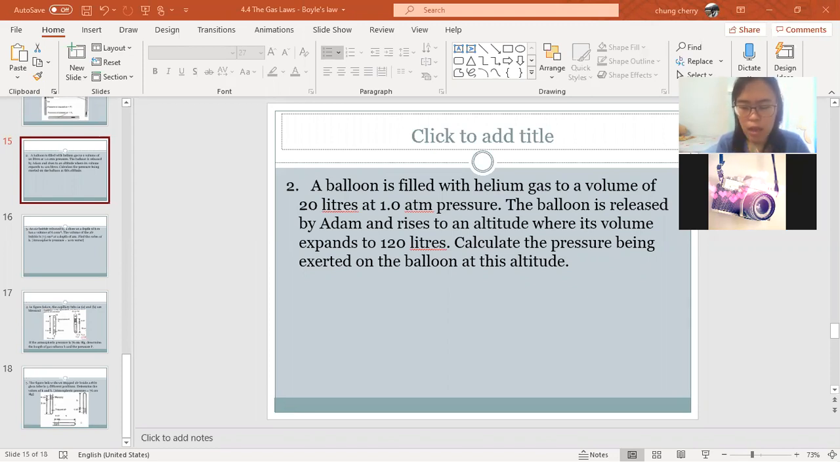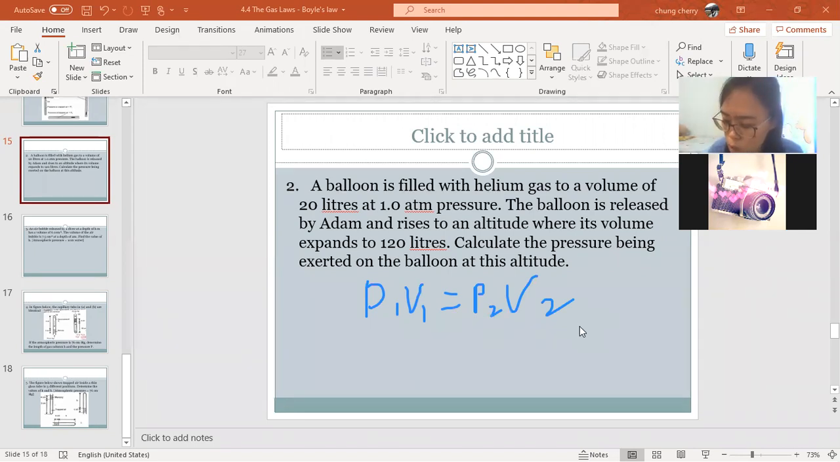So your initial volume is 20 liters. The initial pressure is 1 atmosphere. Then it expands to a volume of 120 liters. They ask you what is the pressure at this altitude. So what you need to do is put this into the formula, which is P1 V1 equals P2 V2.